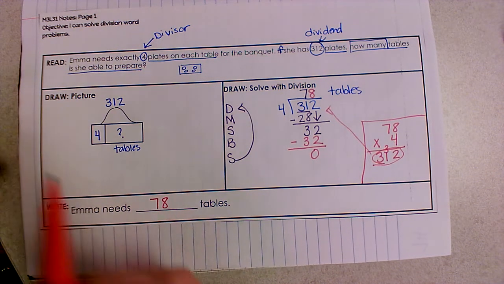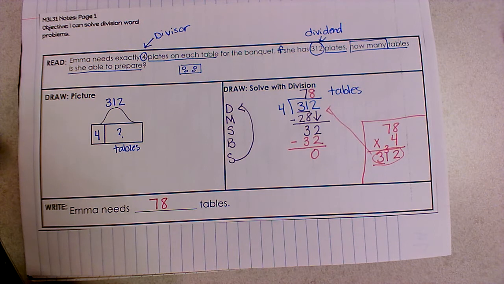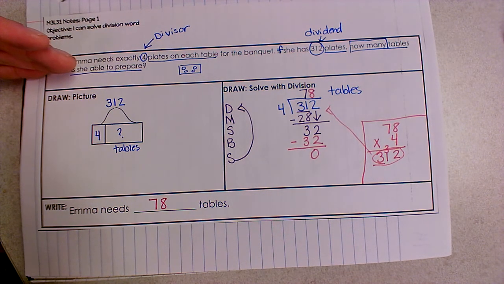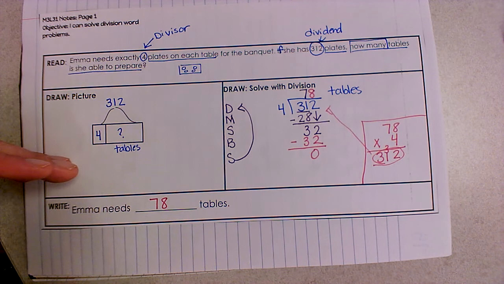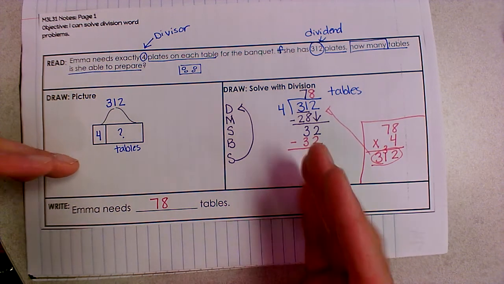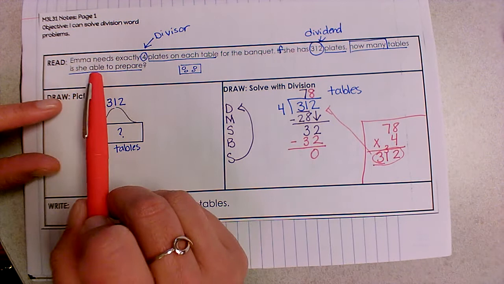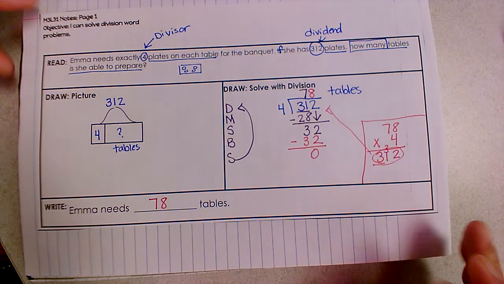78. Okay. When you are working through your word problems, you need to make sure that you're reading, so underlining and boxing that important information, drawing your tape diagram, solving with long division, and then writing your sentence to answer that question. How many tables is she able to prepare? Okay. You're going to be doing that during your groups. Okay. Let's do our next story problem.